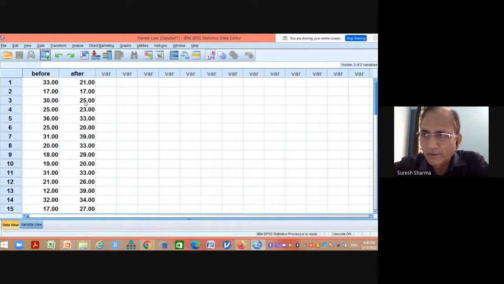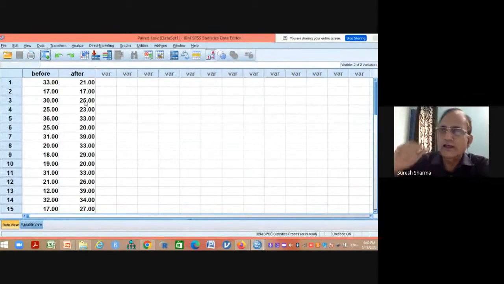Persons are same, while in case of independent t-test, persons were different. One group was PG group, another was UG group. Here the same persons are evaluated at two different time points, before and after. So what is your hypothesis?